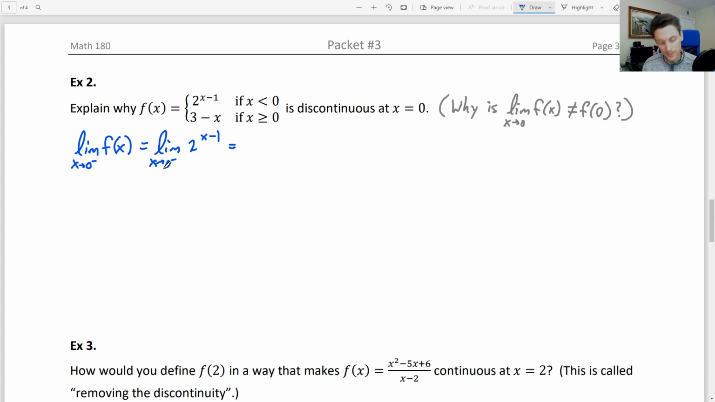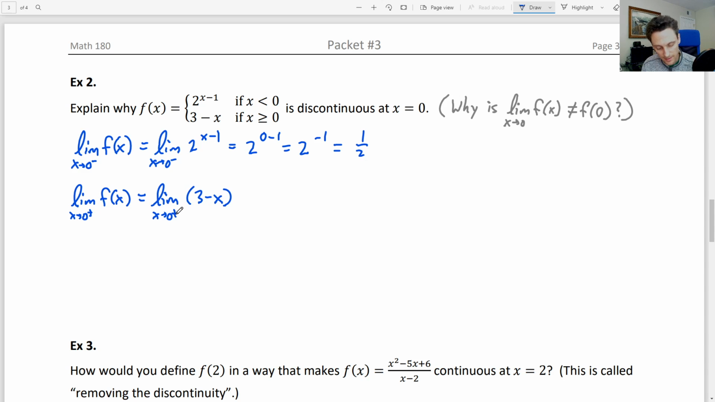Now to evaluate this limit, we can actually just plug in the x value that we're approaching. So we have 2 to the 0 minus 1, which is 2 to the negative 1. And how can we write that? 1/2. That negative 1 exponent brings the 2 down to the bottom of a fraction. Let's take the limit as x approaches 0 from the right. Now we're writing on that second piece because x is positive. It's bigger than 0. So f of x is 3 minus x for this limit.